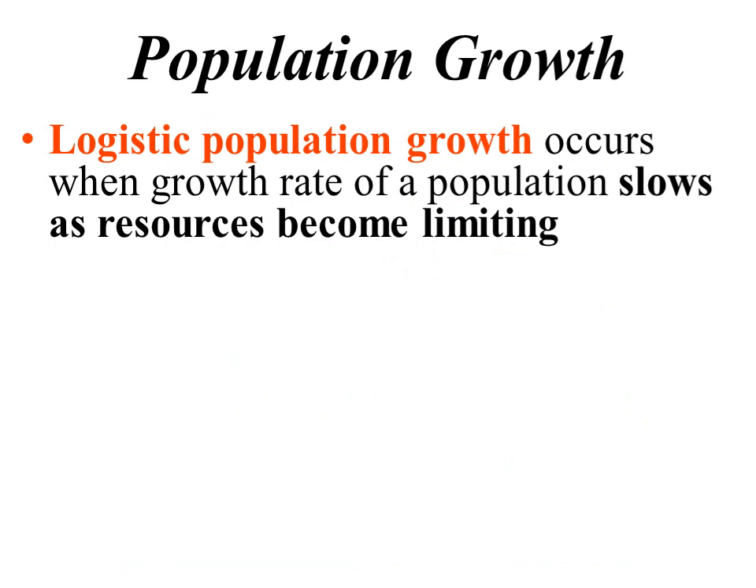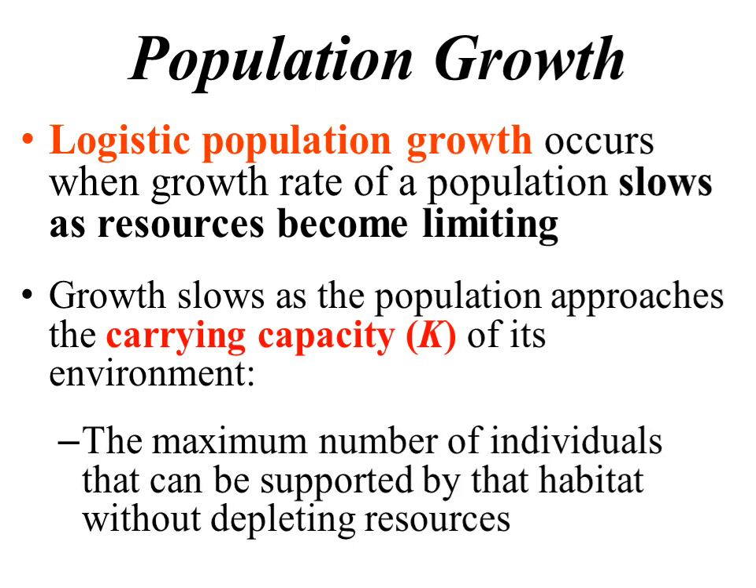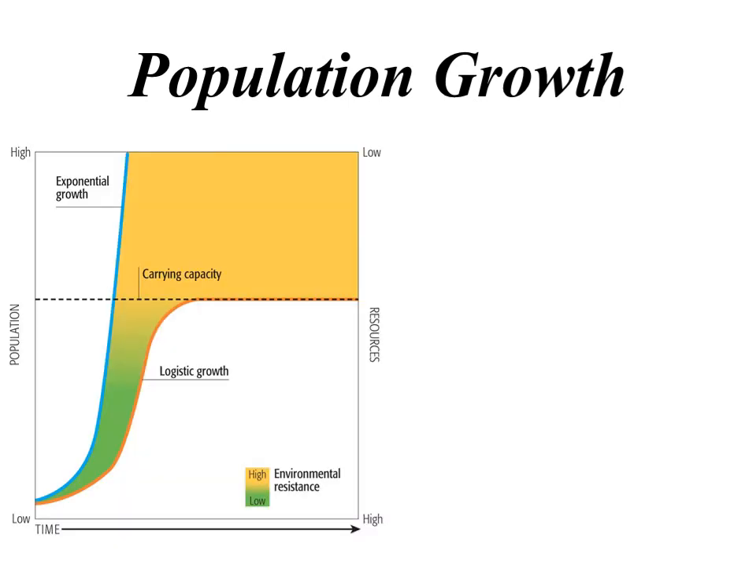So logistic population growth occurs when the growth rate of a population slows as resources become limited. That's the carrying capacity factor that I showed you before in that complete equation. The maximum number that can be supported by that habitat without depleting resources is the carrying capacity. So exponential growth usually launches it past the carrying capacity. Logistic growth slows as it reaches it and stabilizes. The environmental resistance intensifies, as I showed you with those locusts. There just wasn't enough food, and once they exhausted all the food, they didn't have any place to lay their eggs, and they all died off very suddenly.